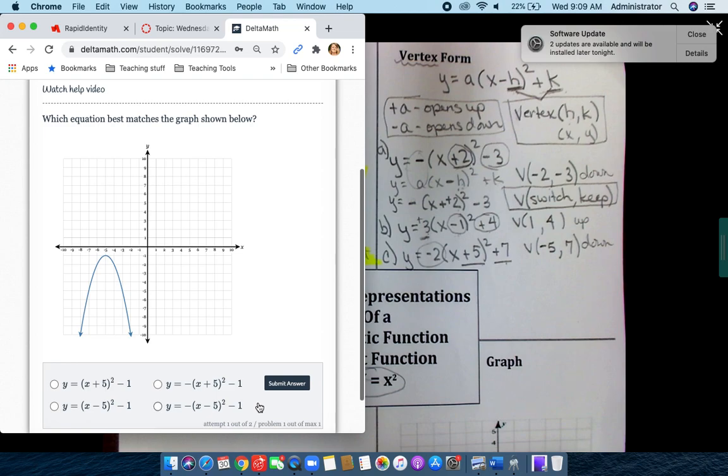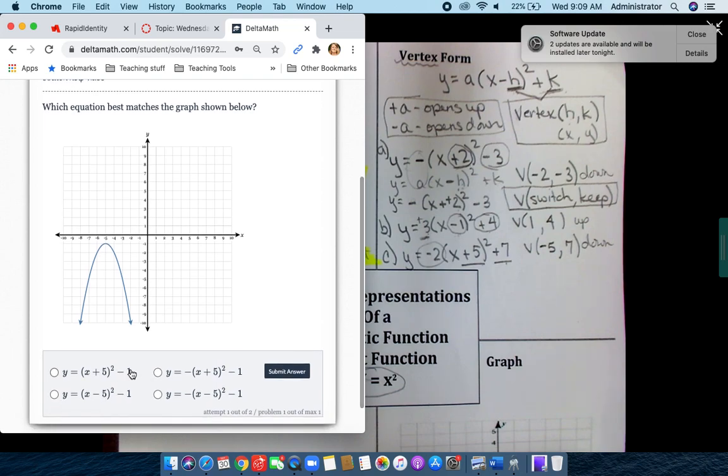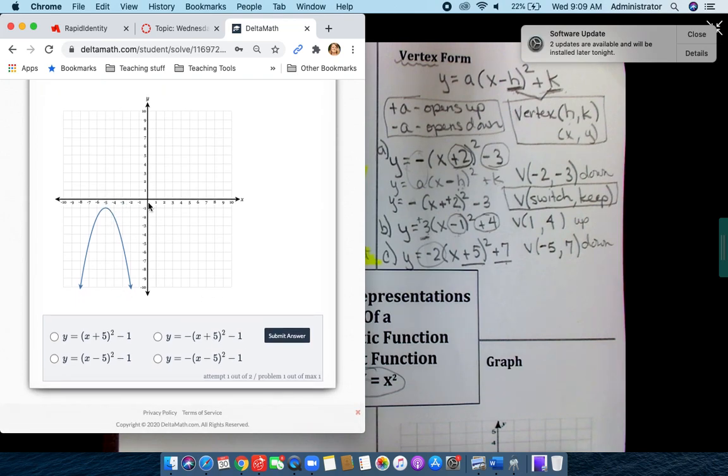On these problems, I'm asking you to identify the equation that would match the graph. So if I notice, the first thing, it opens down. So that's the first thing you should notice: oh, it opens down, which means my A value should be negative. So that means I would not choose one of these two graphs or equations, functions. I do want my negative here to be in front of my quantity squared, so I know it's one of these two. But now we have to identify the vertex and then make sure it's switched, keep, when we plug it in.